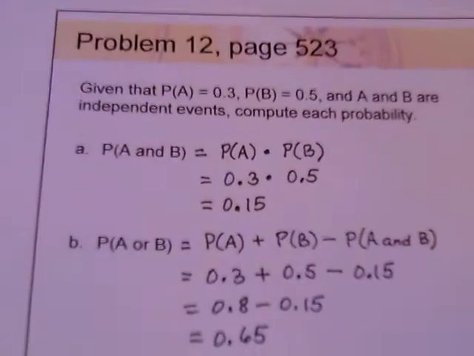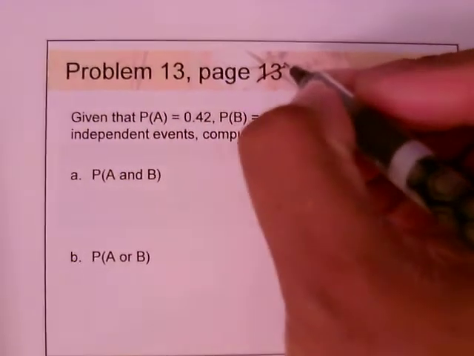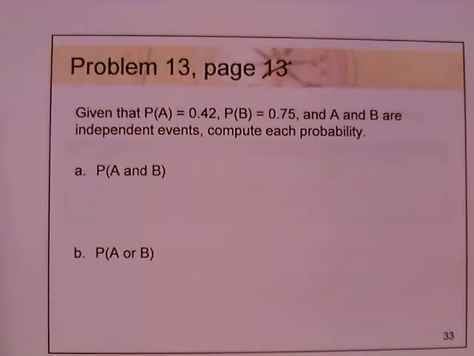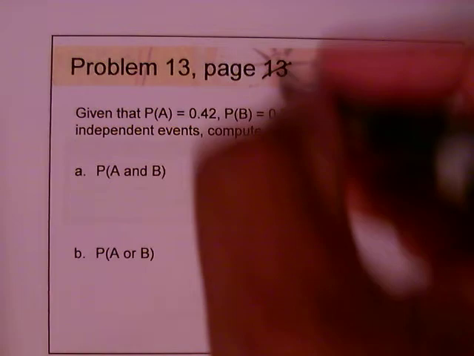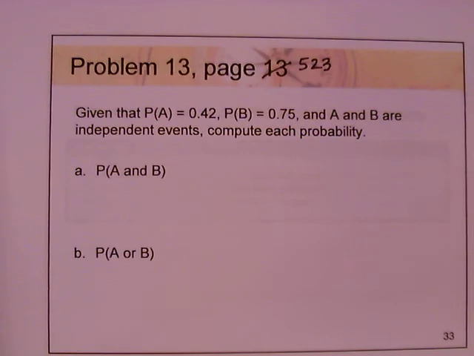All right, here's another example. This is problem number 13 on page, it should say 523, not page 13. You're given that the probability of event A is 0.42 and the probability of event B, that's 0.75. Here we're going to compute each probability. That is this, the probability of event A and B, and then the probability of A or B.